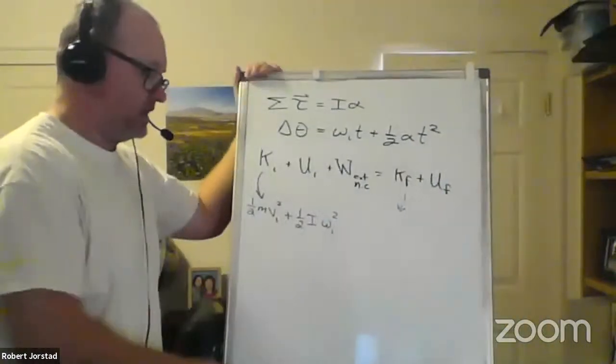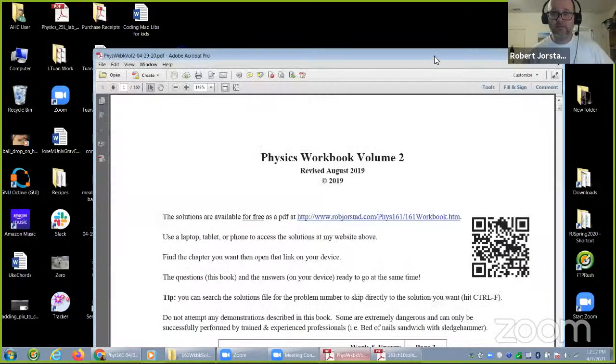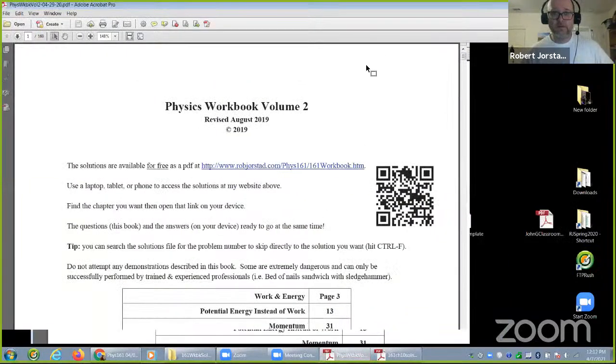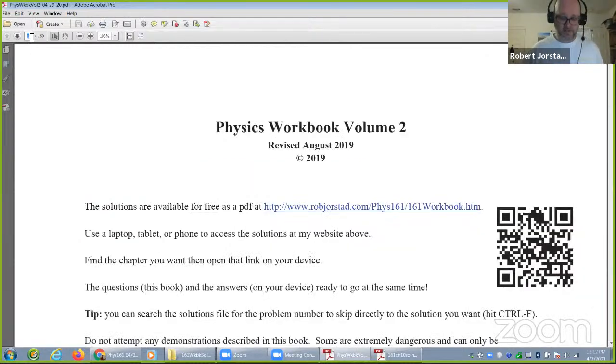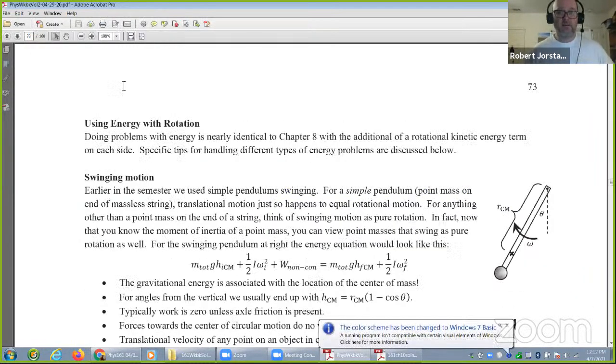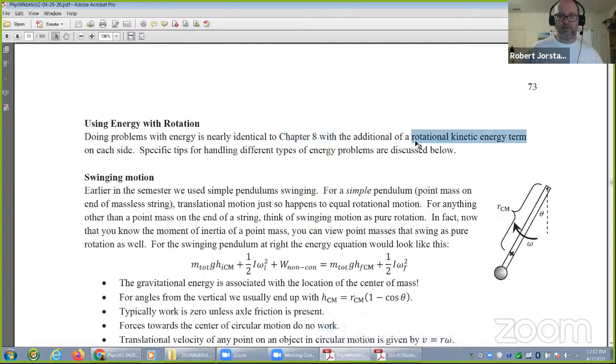All right. Now, let's take a look at, where do I want to go with? Let's look at page 73, and I'll try and do a screen share. Give me just a second. I think I said page 73. There we go. So it's nearly identical to chapter 8 with a new rotational kinetic energy term.